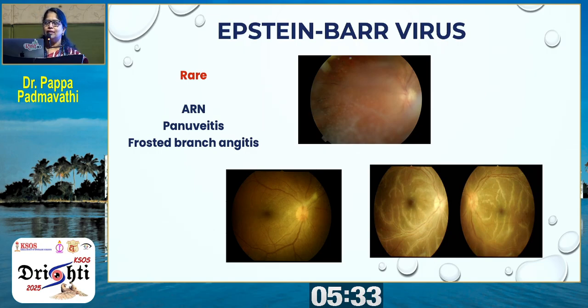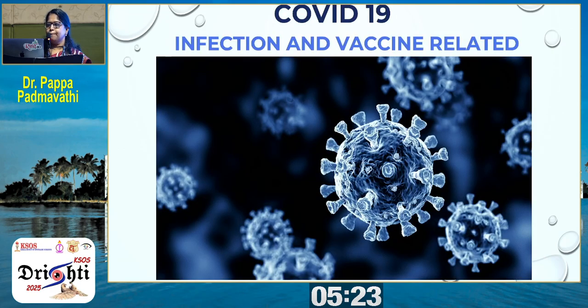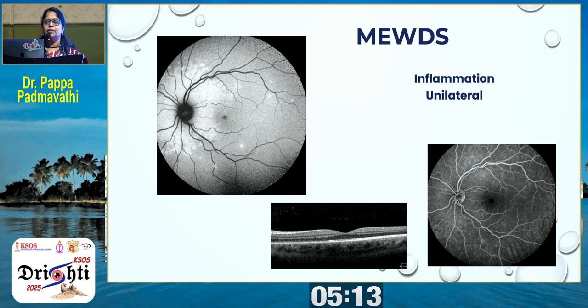Epstein-Barr virus is not a common virus, but it can produce an ARN-like acute retinal necrosis picture. It can produce panuveitis and frosted branch angiitis. Now the COVID-19, the retinal lesions are seen in infected persons as well as post-vaccination. The common presentation is it can produce multiple evanescent white dot-like syndrome. So you can see the white dots distributed more in the peripapillary area, and it is usually unilateral. It is due to inflammation and responds to steroids also.